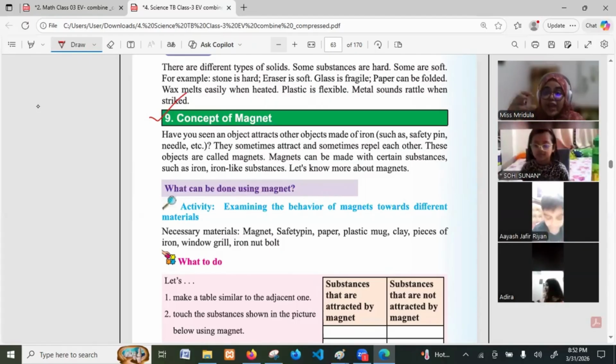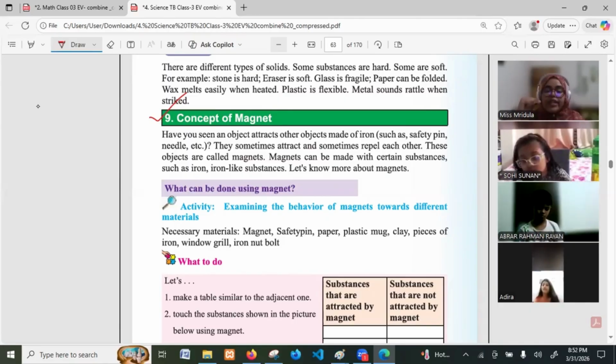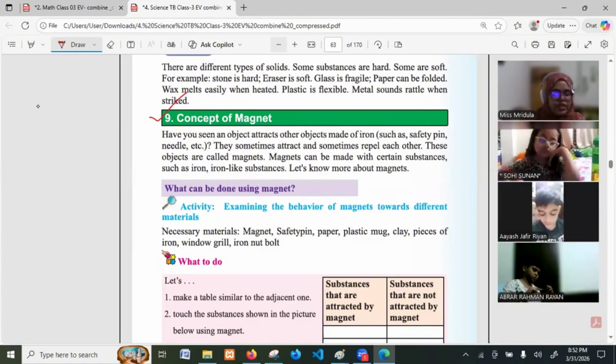Yes, so it attracts metal. It attracts positive and negative things. So anything made out of metals, nickel, cobalt, the metallic or magnetic things, they attract them, right? Yes, so we can call them magnets. Okay, have you seen an object attract other objects made of iron? Such as safety pins, needles, the coin, pins, the forks, anything made out of iron or any other metal.